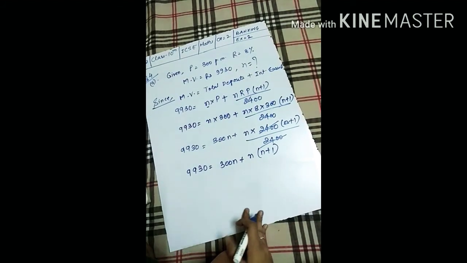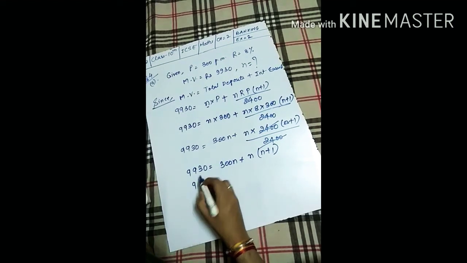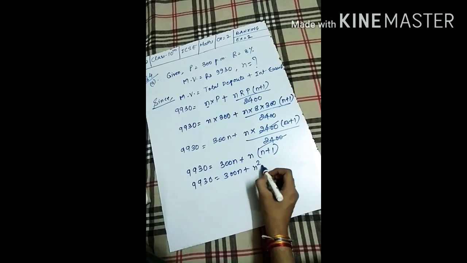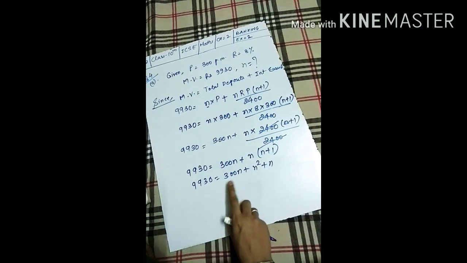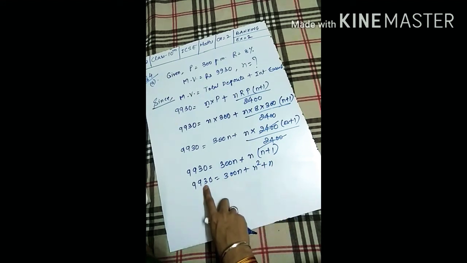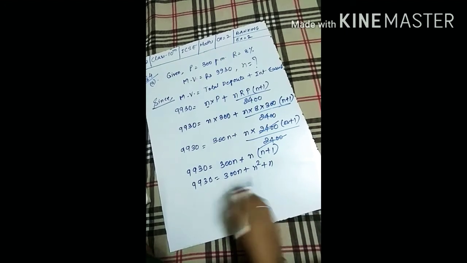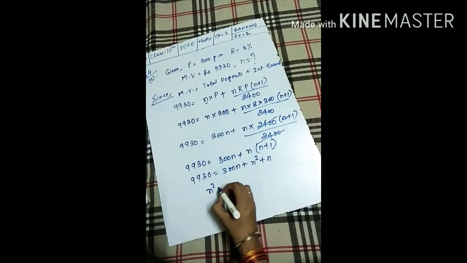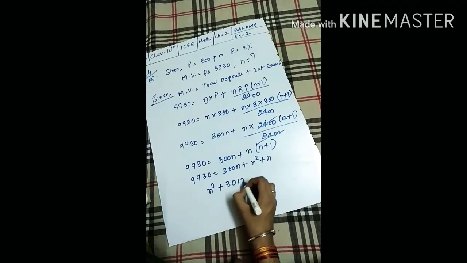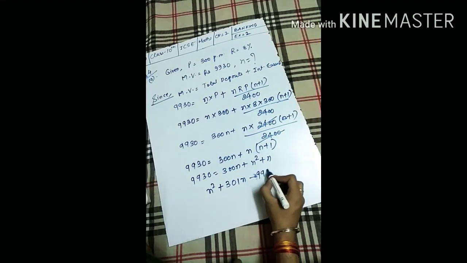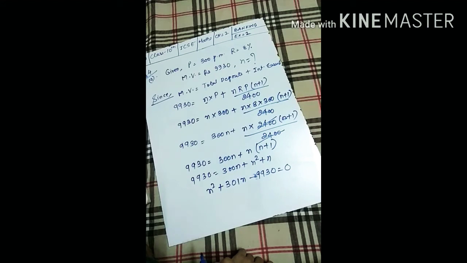Now multiplying n inside the bracket, n(n+1) is n square plus n. Now this 300n and this plus n will give you 301n. Taking 9,930 to this side and writing it as an equation, this will be n square plus 301n minus 9,930 equal to 0. Now we need to find the value of n.